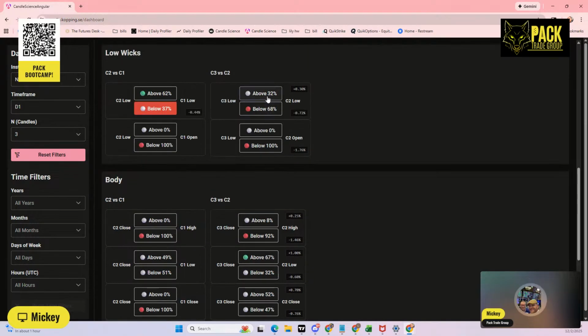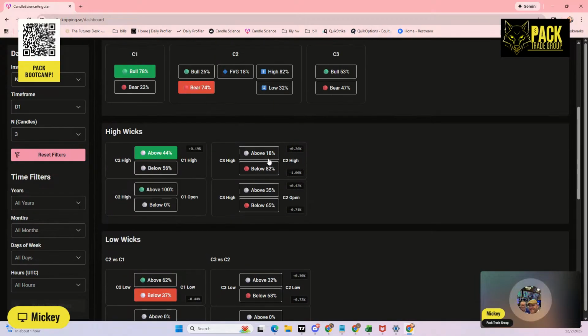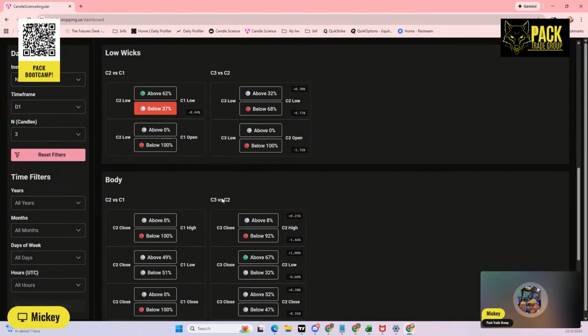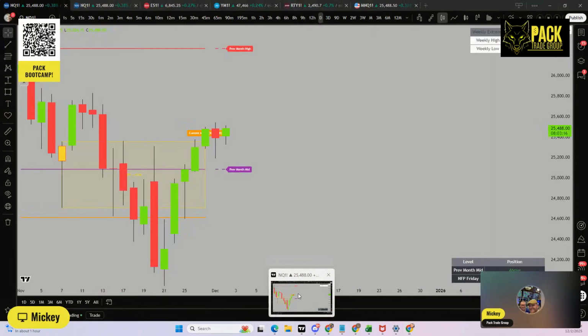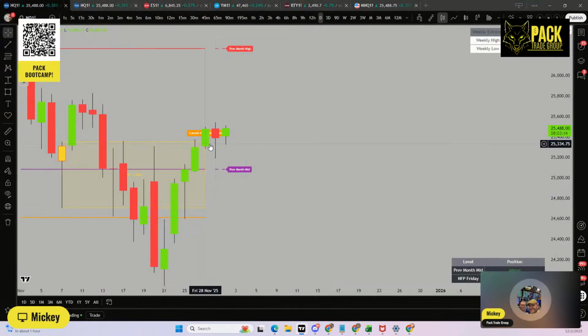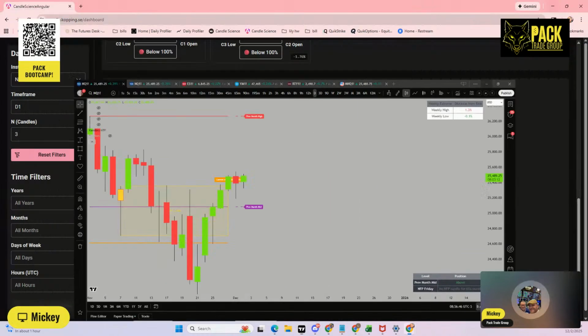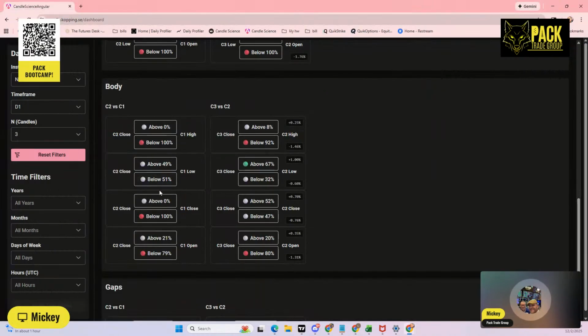We can see that there's an 82% probability that we do not take out previous day high. And if we put the close price in, where did we close yesterday? We closed above the open. So we can put that in here, that we closed above the open. Where is the open? Right here.